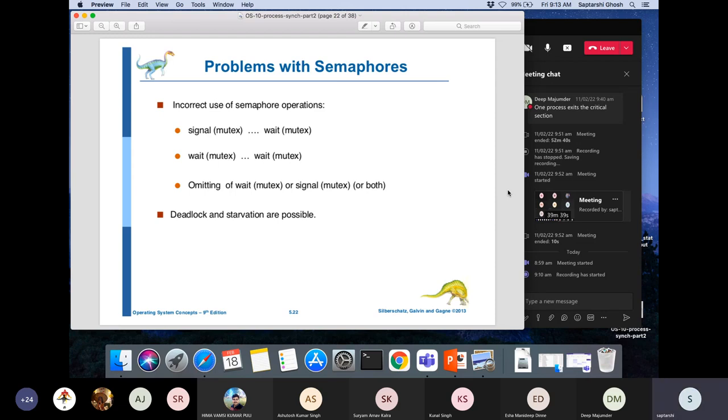But yes, semaphores are very useful entities. If you use them carefully, you can solve many problems like what we discussed yesterday. Not only mutual exclusion, but also synchronization between two processes, like when you want process 1 to do something before process 2 can proceed. These kinds of things you can do with semaphores.